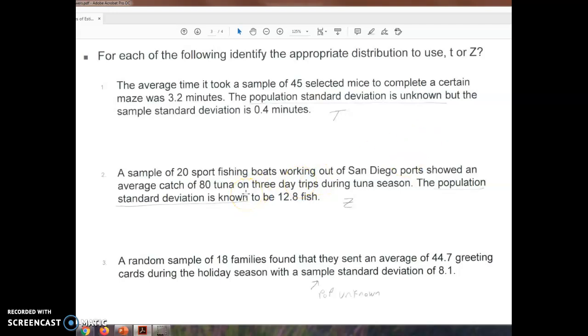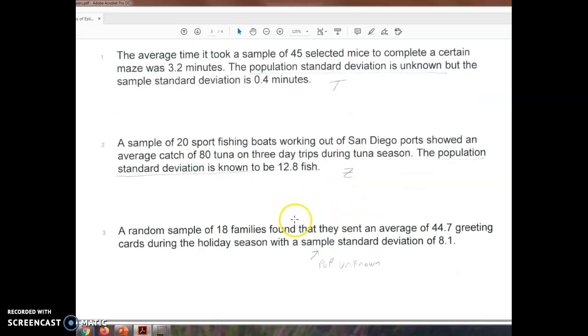This one says a sample of 20 sport fishing boats outside of San Diego port showed an average catch of 80 tuna on 3-day trips during the tuna season. The population standard deviation is known to be 12.8. Well, because we know the population standard deviation, we don't have to estimate it with the sample, so we can use z.